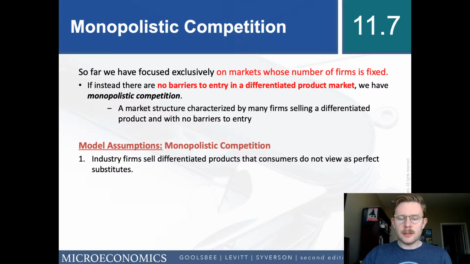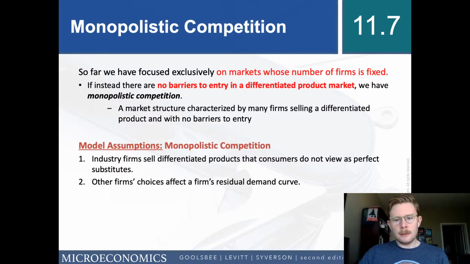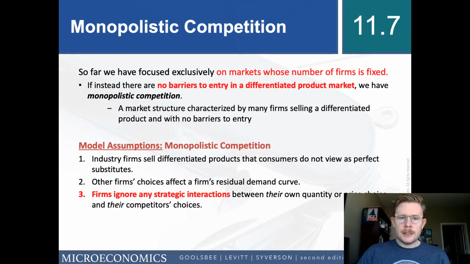First, the firms in the industry sell differentiated products that the consumers do not view as perfect substitutes. One of the big assumptions from the previous couple of sections was that the firms were all selling the same product and competing for the same customers. Now we're relaxing that. Second assumption is that other firms' choices affect each firm's residual demand curve. However, our third assumption is that firms ignore any strategic interactions between their own quantity or price choice and their competitors'. And finally, the market allows for free entry and exit.